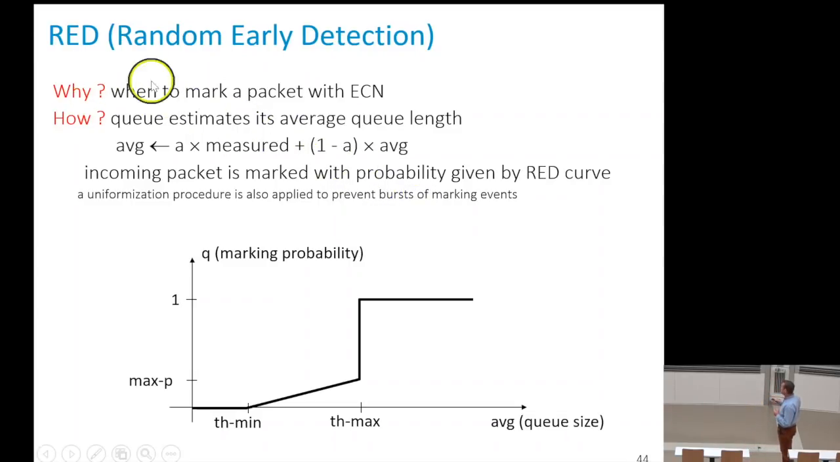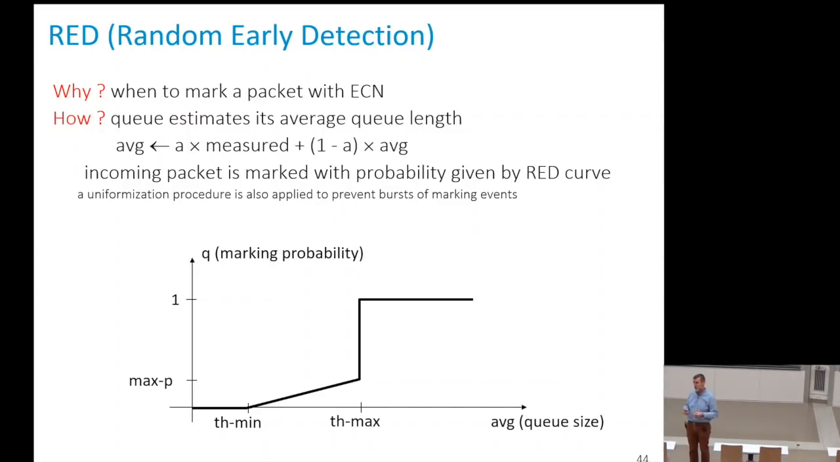When we do ECN, every router needs to estimate whether to mark a packet or not. So one way to do it would be to estimate what is the rate at which we are receiving traffic and compare that to the rate at which we are able to output the traffic, so the line rate. Right? That seems very easy.